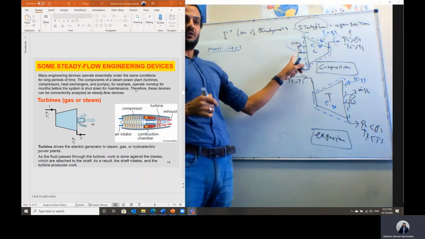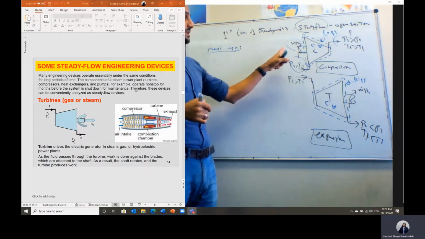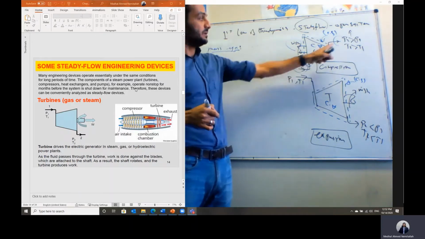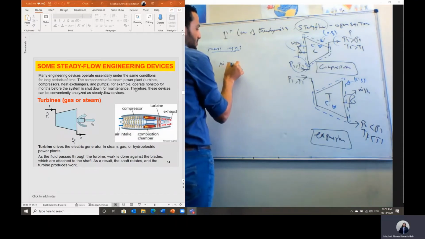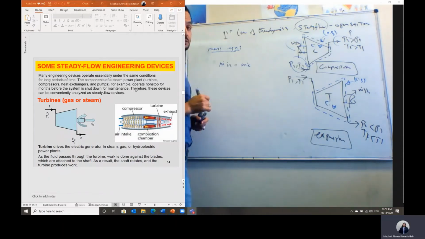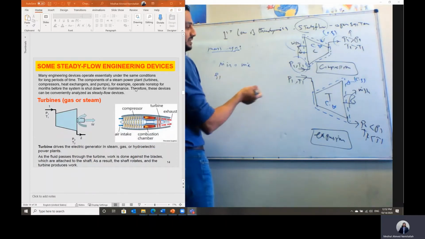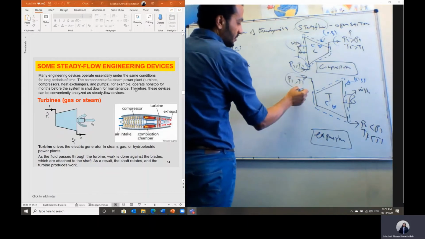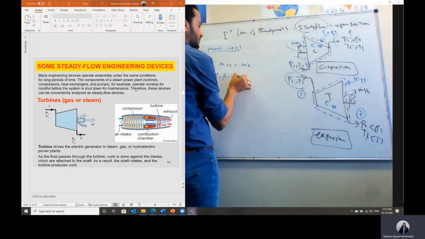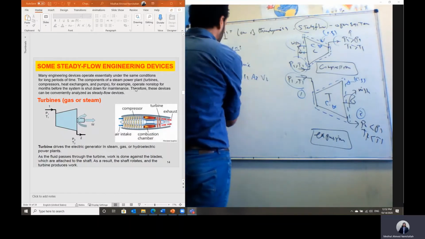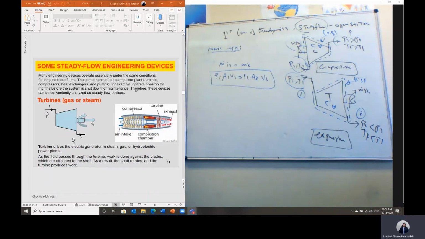This is a steady flow device, an open system with a single stream. We have a single inlet and a single outlet. Then the mass equation will be m dot inlet is the same as m dot outlet, or m dot exit. So instead of inlet and outlet, we can just say 1 and 2. So we can say ρ1 A1 V1 equals ρ2 A2 multiplied by the velocity V2.